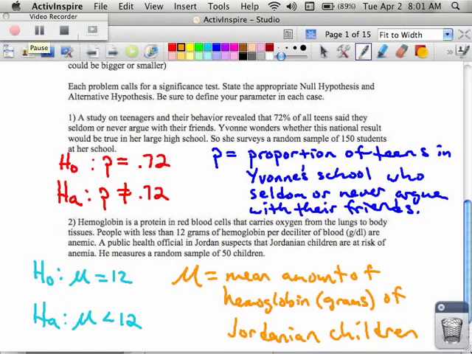Okay, and for the record, whenever you do a null hypothesis, the null is always an equals. The alternative will always be a not equal, less than, or greater than, one of those three. So the null is always equals.